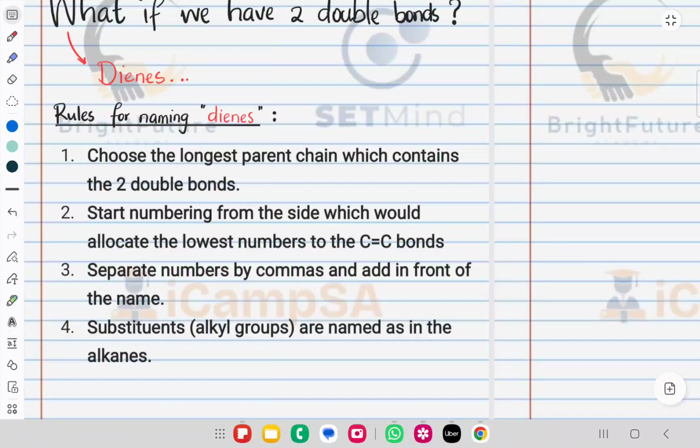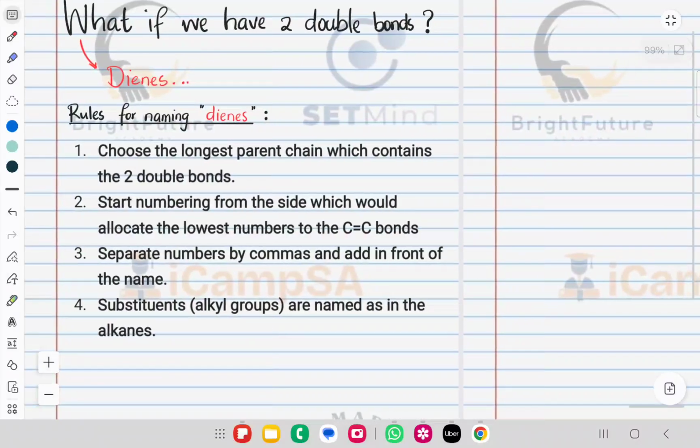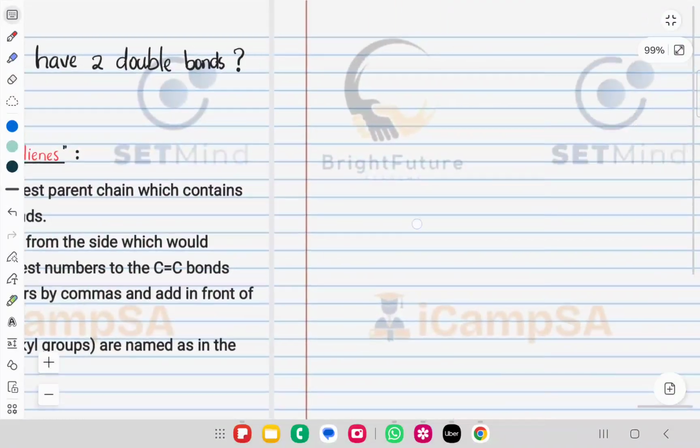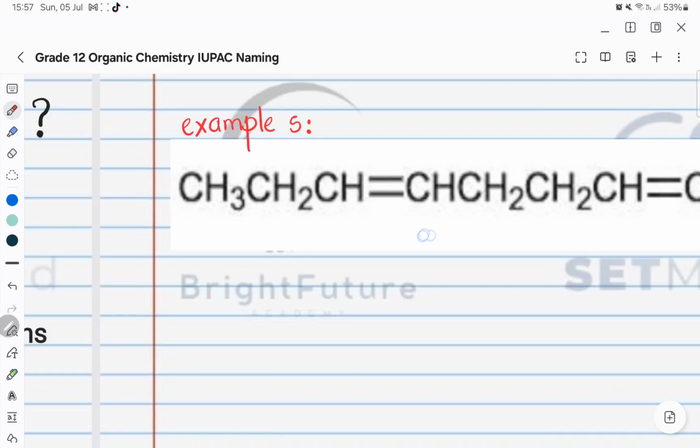Right, so same story here. And then again, same thing, we start numbering from the side, which would allocate the lowest numbers to the carbon double bonds. All right, and then again, same thing, we separate numbers by commas and add in front of the name. Substituents are named as same as we've been doing, which is what we've been doing for alkanes, and again the simple alkenes that we've done thus far. All right, so let's just check examples. This one is best illustrated by examples.